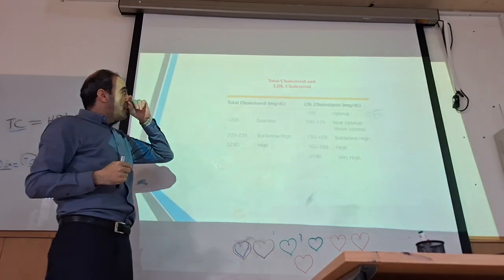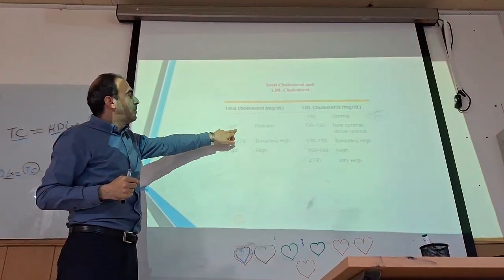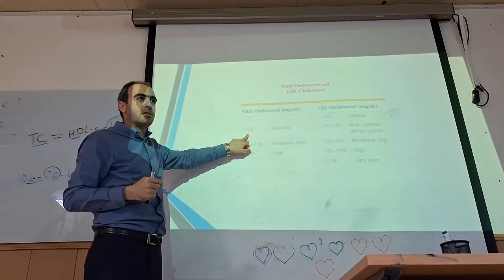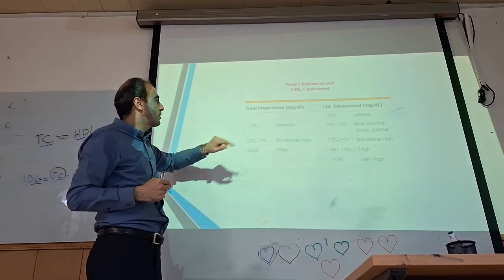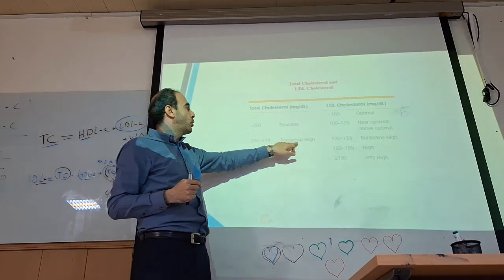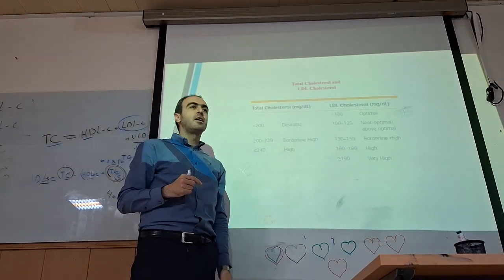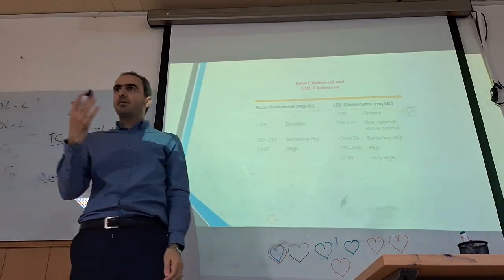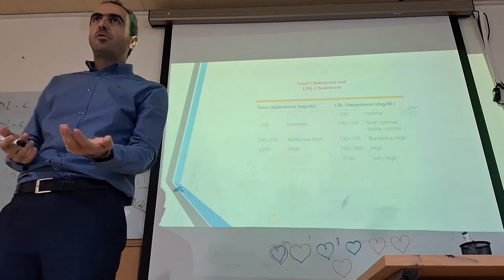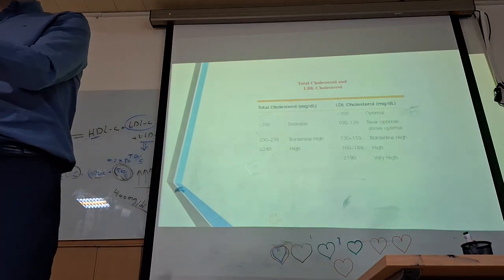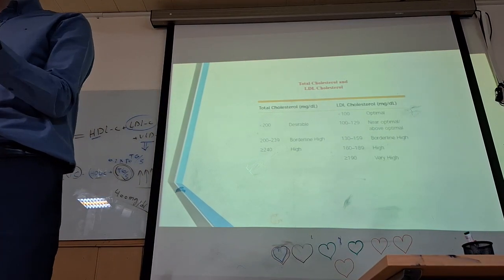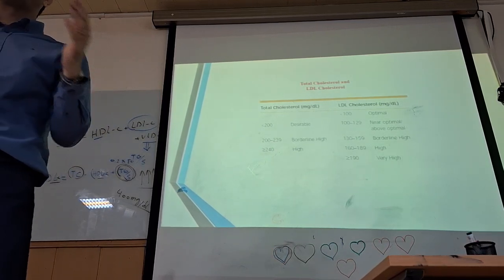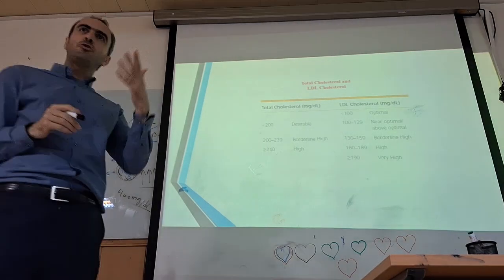Related to total cholesterol, the desirable concentration is less than 200 milligram per deciliter. 200 to 240 is borderline, more than 240 is high. Why do I give you these numbers? Because sometimes you go home, they give you the lab result and you don't know. If you look at this, you can find out whether the cholesterol is high or low, desirable or not. You should know this.